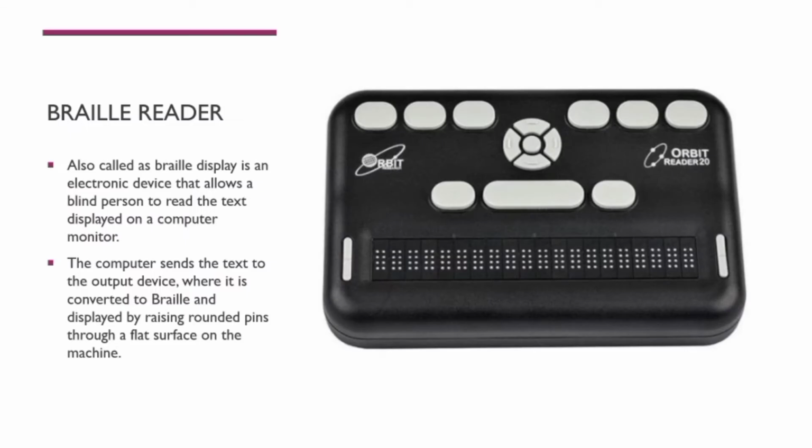Third is the Braille reader. A Braille reader, also called a Braille display, is an electronic device that allows a blind person to read the text displayed on a computer monitor. The computer sends the text to the output device, where it is converted to Braille and displayed by raising rounded pins through a flat surface on the machine.